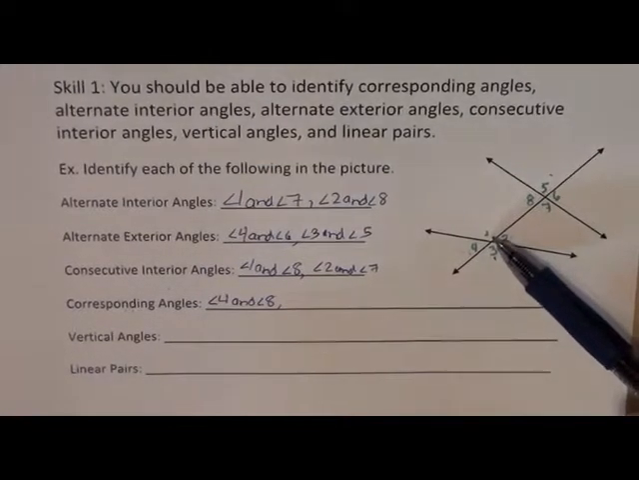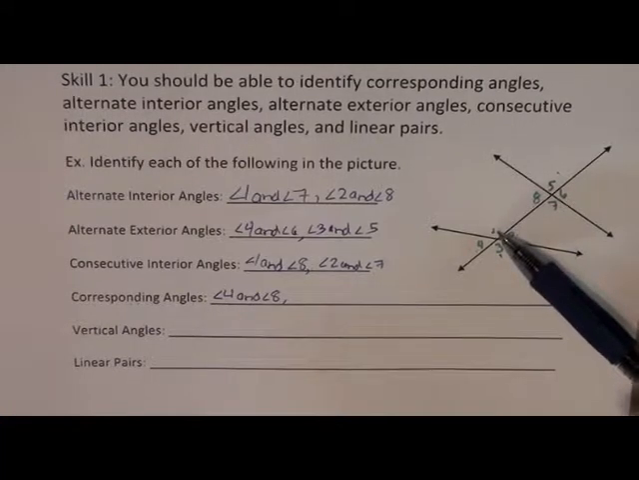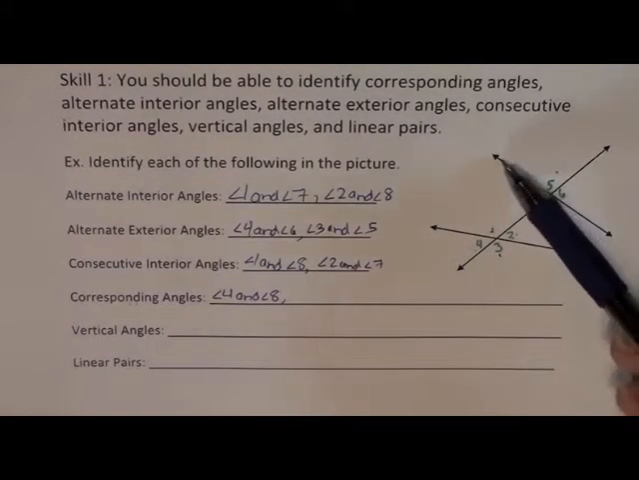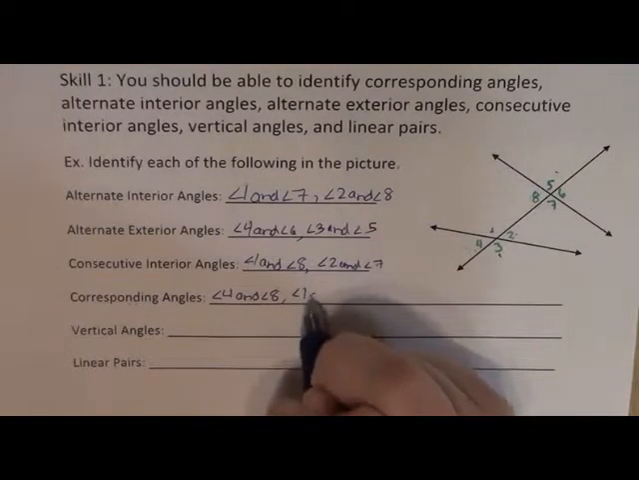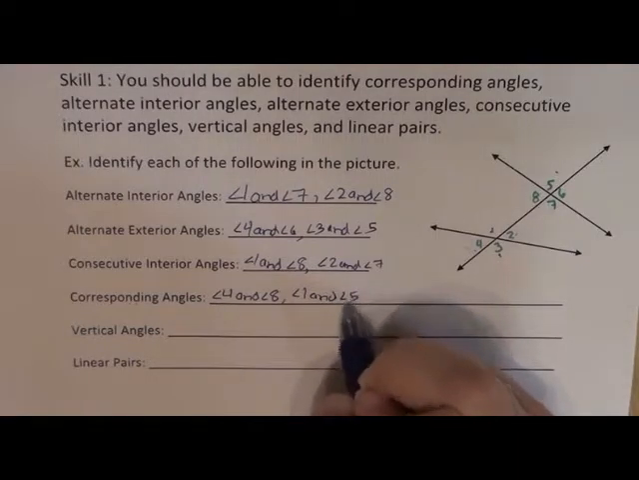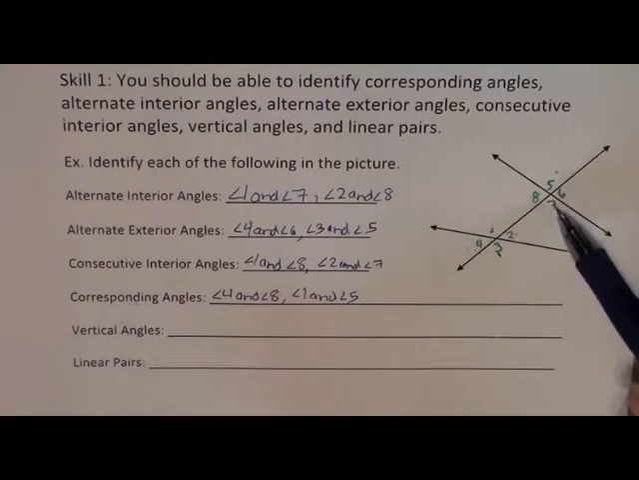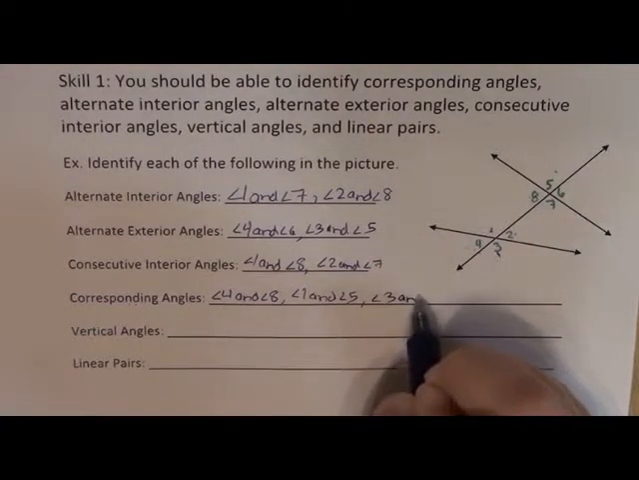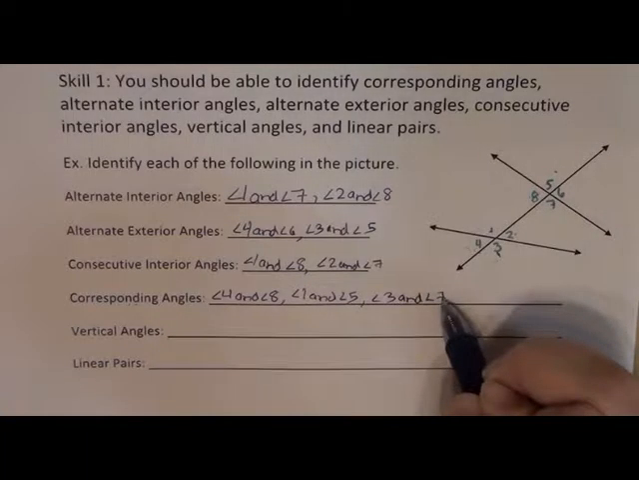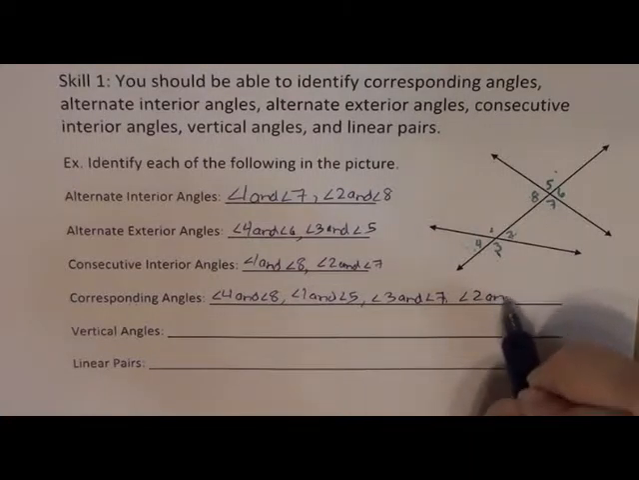So angle 1, well, that's to the left side of the transversal, but above our line. So we want to be above our line, but to the left of the transversal. That's angle 5. Angle 1 and angle 5. Angle 3, that's to the right of the transversal and below our line. To the right of the transversal and below, that's angle 7. And by process of elimination, the only two left, angle 2 and angle 6, are also corresponding.